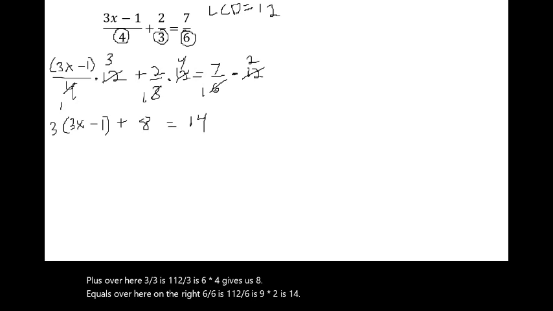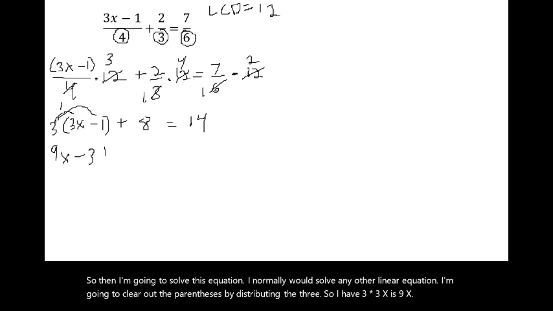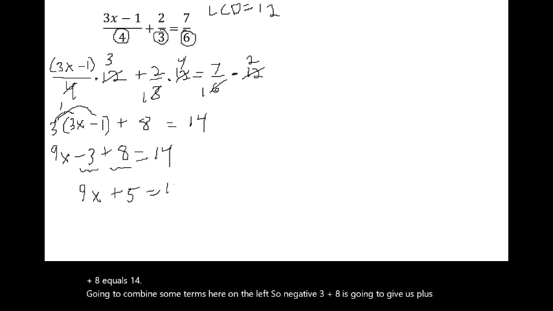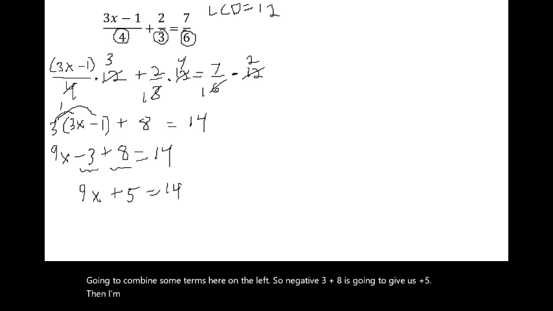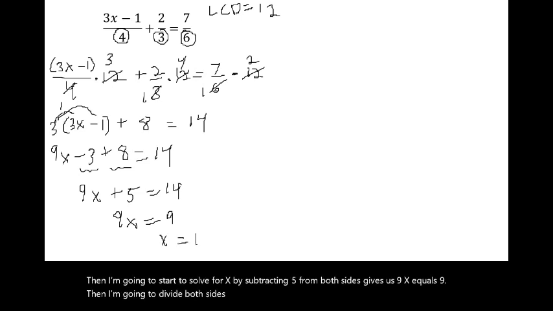So then I'm going to solve this equation like I normally would solve any other linear equation. I'm going to clear out the parentheses by distributing the 3. So I have 3 times 3x is 9x minus 3 plus 8 equals 14. Going to combine some like terms here on the left. So negative 3 plus 8 is going to give us plus 5. Then I'm going to start to solve for x by subtracting 5 from both sides, which gives us 9x equals 9. Then I'm going to divide both sides by 9, giving us x equals 1 as our potential solution.